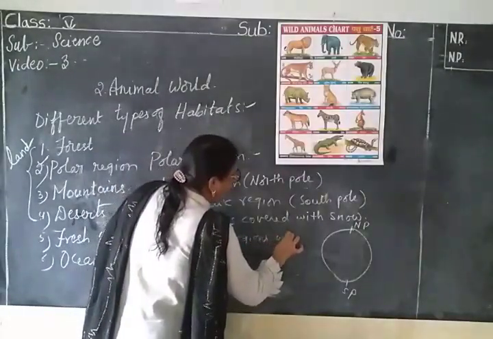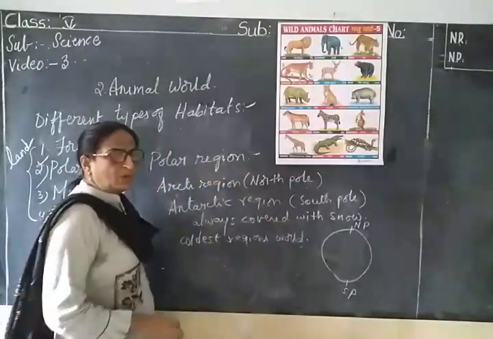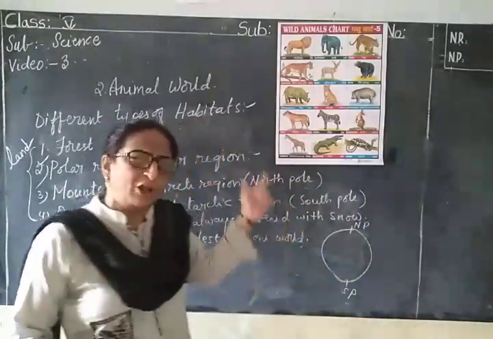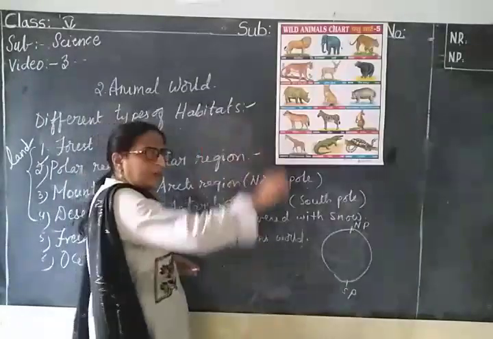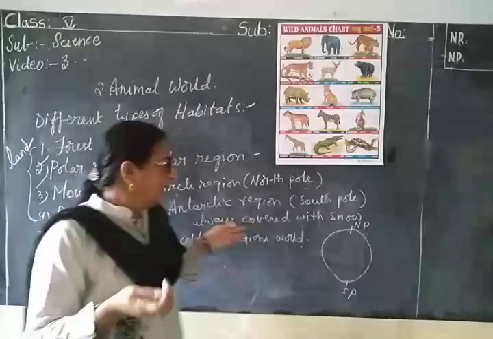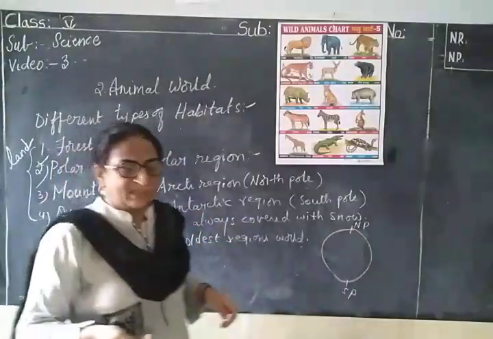These are the coldest regions in the world. The climate here will be extremely cold because they are always covered with snow. When it is totally covered with snow, what will happen? It will be naturally very cold. And these are the coldest regions in the world.